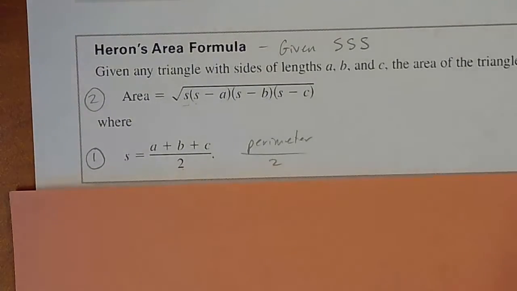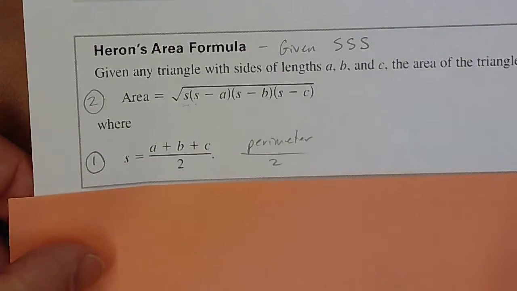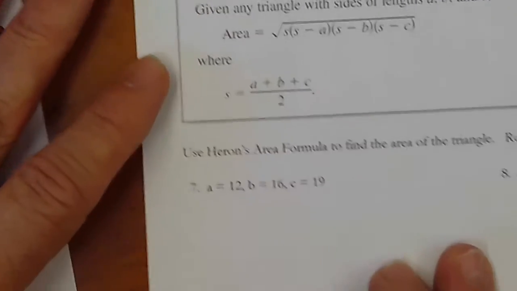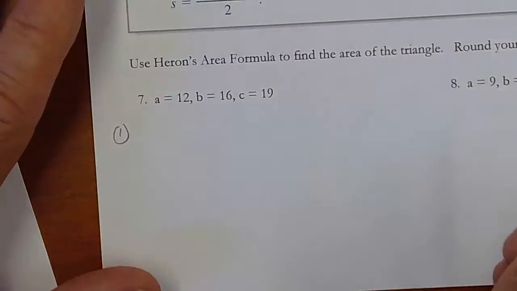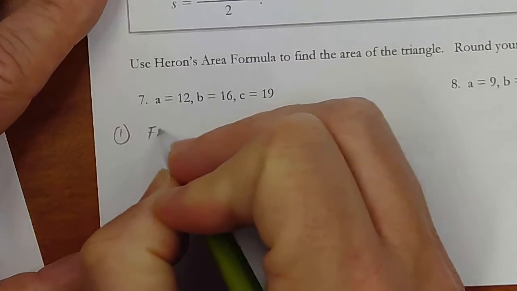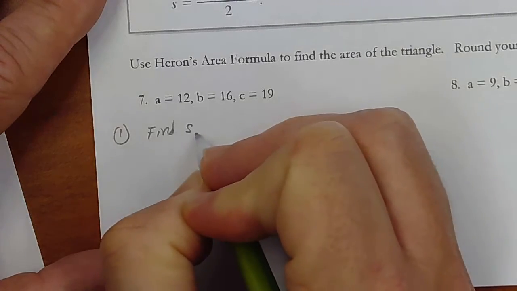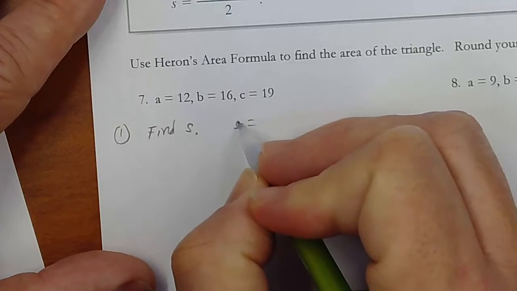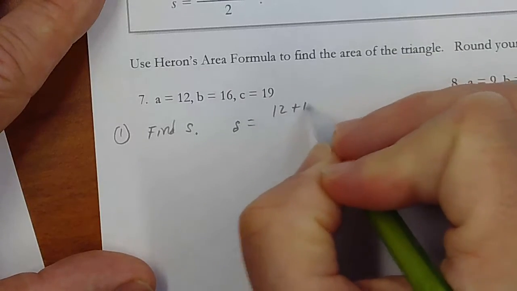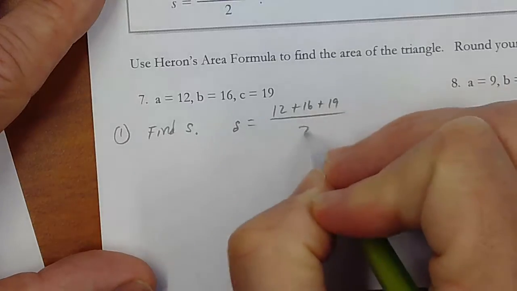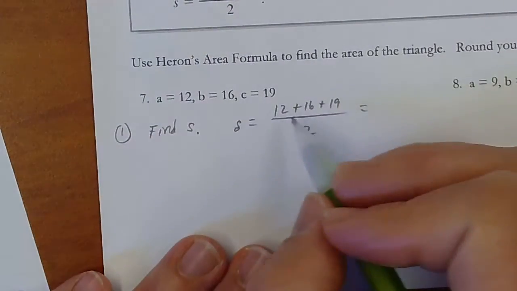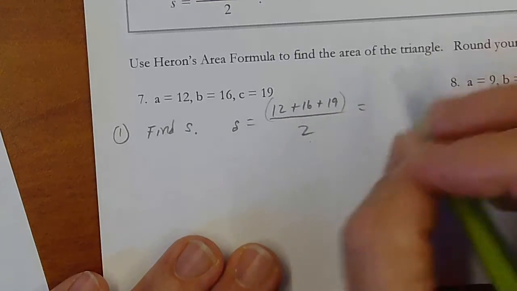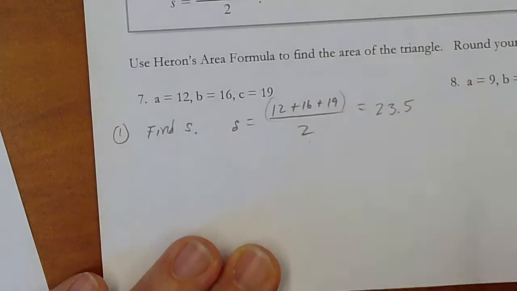All right, so let me demonstrate that for 7, then you can try it for 8. Okay, step 1, find the half perimeter. Find S. All right, so S will be equal to the perimeter, 12 plus 16 plus 19, divided by 2. So you just find that sum. If you're going to throw it on your calculator at once, make sure you close the top, because it gives us 47 divided by 2, and we get 23.5 for the half perimeter.